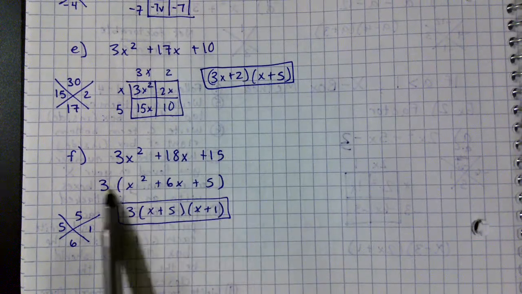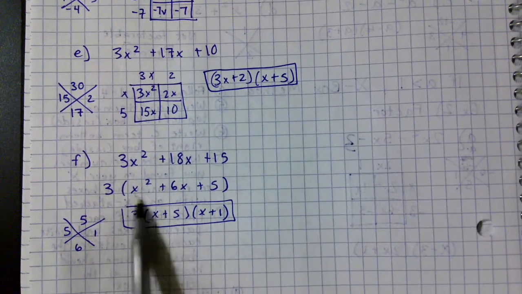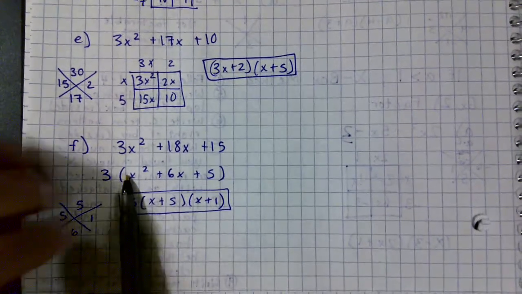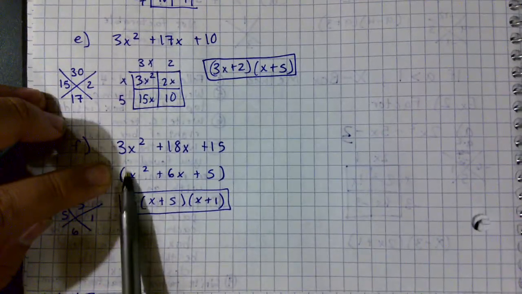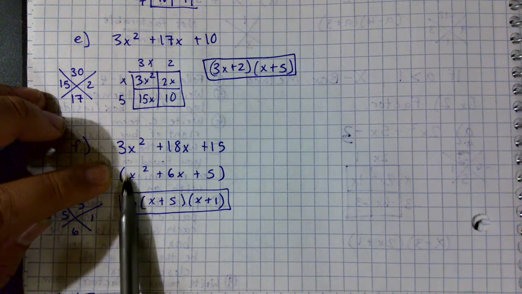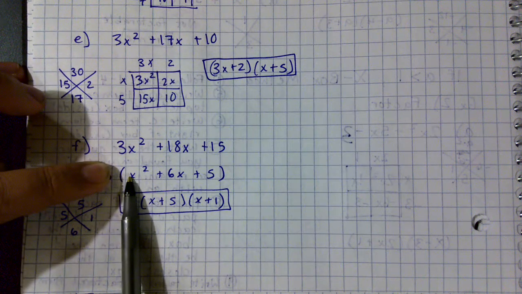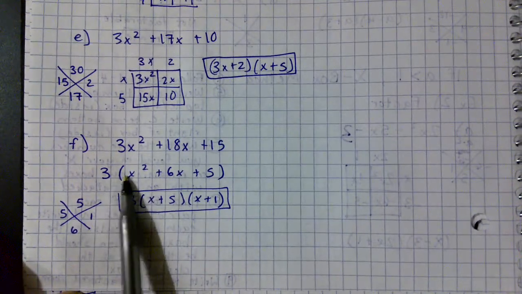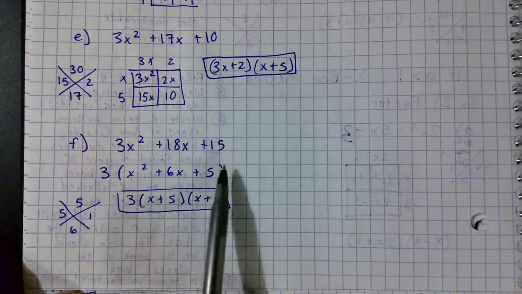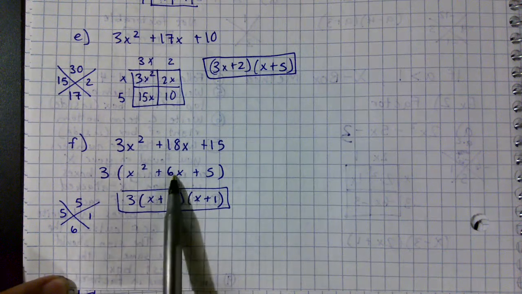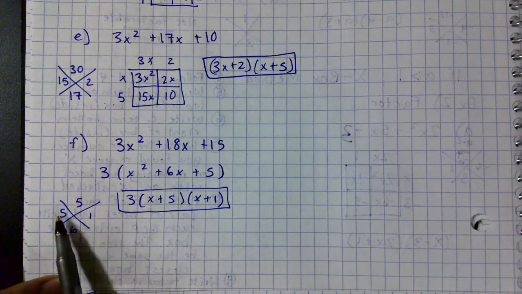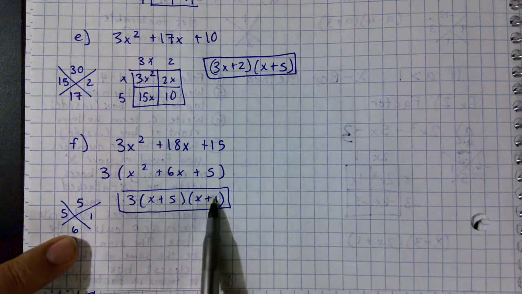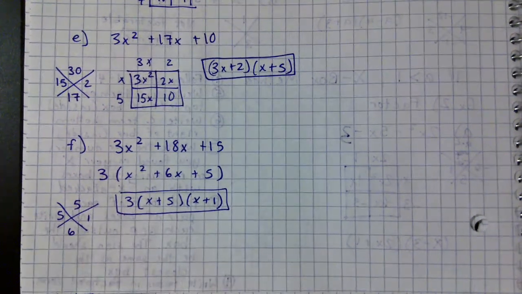Because 3 times x squared is 3x squared, 3 times 6x is 18x, 3 times 5 is 15. So you leave the 3 on the outside, and then you look inside and say, hey, this is a trinomial, and the coefficient is 1. Remember, we're ignoring the 3 because it's not part of the parentheses. If the coefficient is 1, then we don't have to do the X box method. All we have to do is the X method. On the top is a times c, so 1 times 5 is 5. On the bottom is b, which is just 6. 5 times 1 is 5. 5 plus 1 is 6. So your factors are x plus 5, x plus 1 with the 3 on the outside. And that is it.